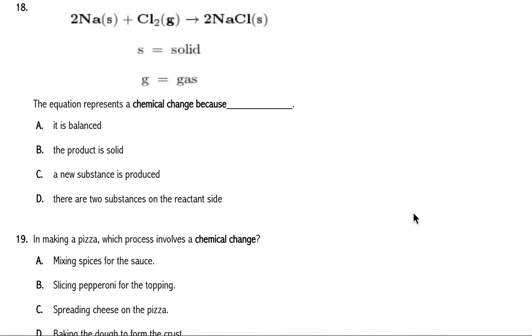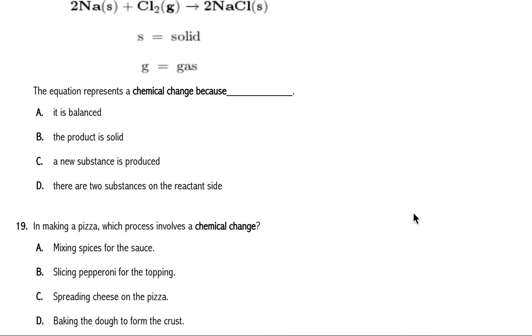2Na plus Cl2 gives you 2NaCl. The equation represents a chemical change because A, it is balanced, B, the product is solid, C, a new substance is produced, D, there are two substances on the reactant side.